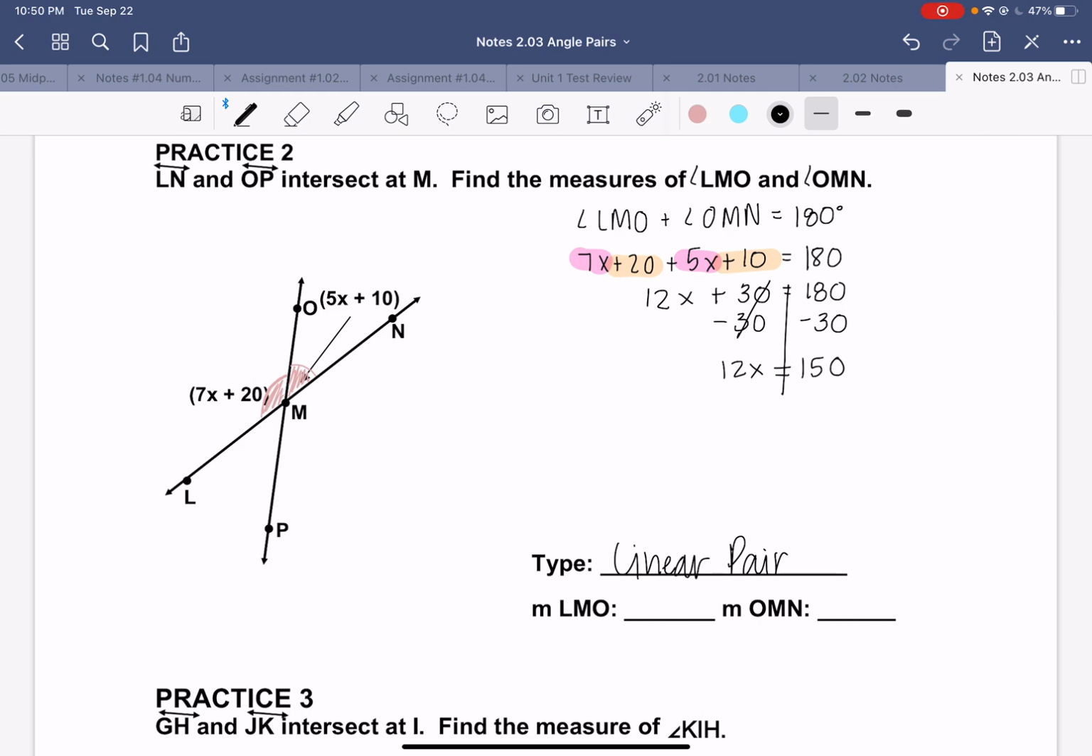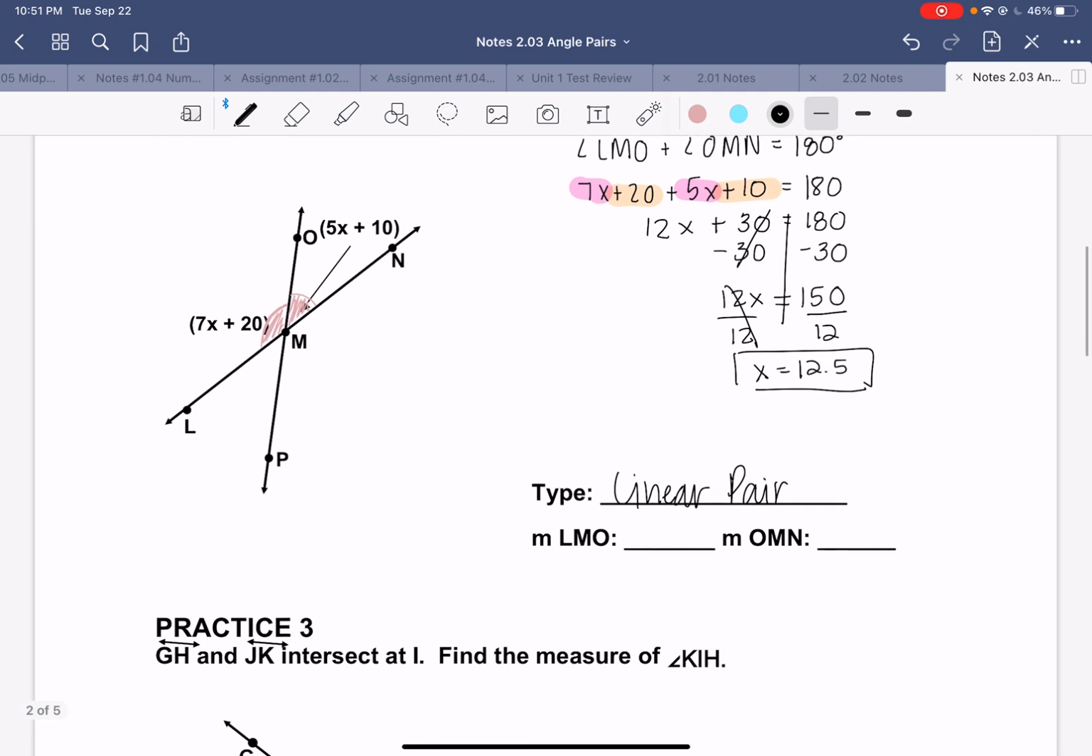And your last step, as always, is to divide by your coefficient. Okay, so your coefficient is 12, so you're going to divide by 12. And x equals 12.5. Okay. All right. It wants LMO.